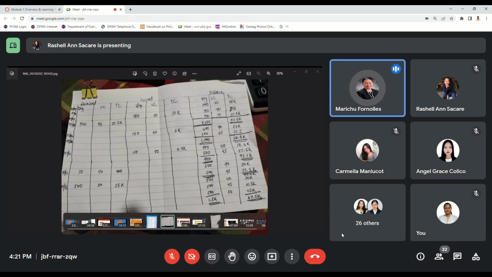Then, pag July 11, 10 times 40 equals 400. Sa balance, you have 1,000 yards with a total cost of 42,500. Check. Pag July 15, under received column, 500 times 50 equals 25,000. For the balance column, 1,500 with a total cost of 67,500. Check. Sige, next.